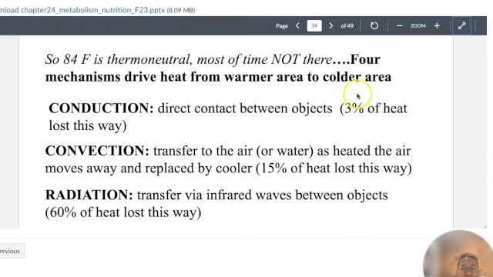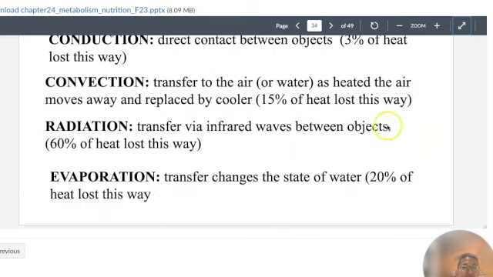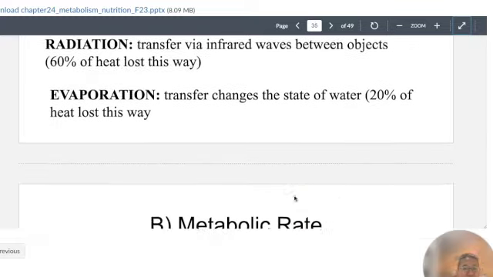So thermal regulation through conduction, 3% of the heat is lost. Convection, 15% is lost this way. Radiation, 60% of the heat is lost this way. That's why when we stand next to somebody too close, we can feel their heat. That's a kind of radiation heating. And evaporating, when we breathe, when we talk, we lose water this way.